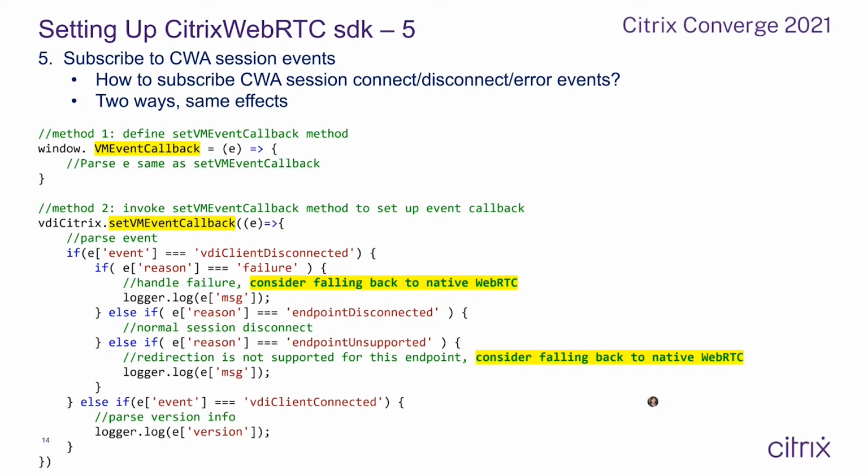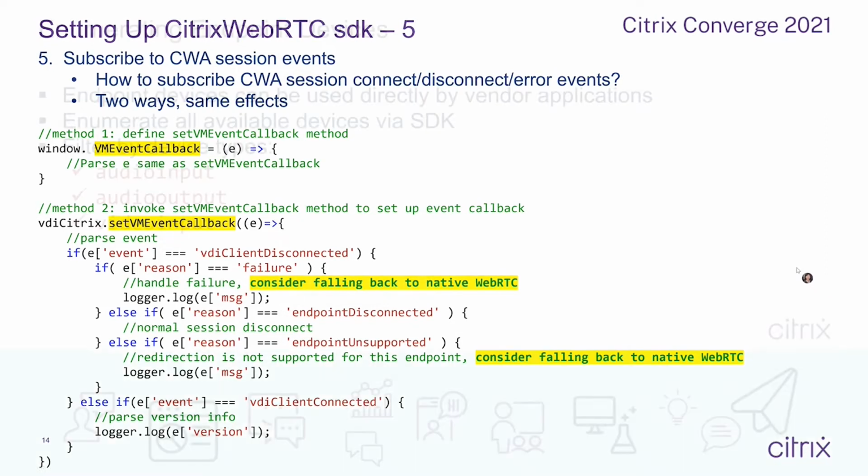For some of the reason codes, the application can fall back to native WebRTC implementation for smooth user experiences. For example, in this case, if the reason code is failure, or the reason code indicates that the CWA endpoint does not support the redirection, then the application can fall back to native WebRTC implementation. So this can happen smoothly, transparent to the user being aware of.